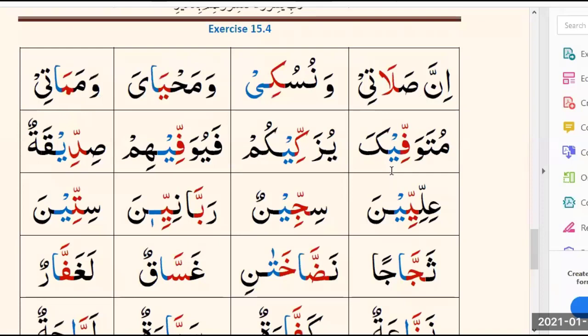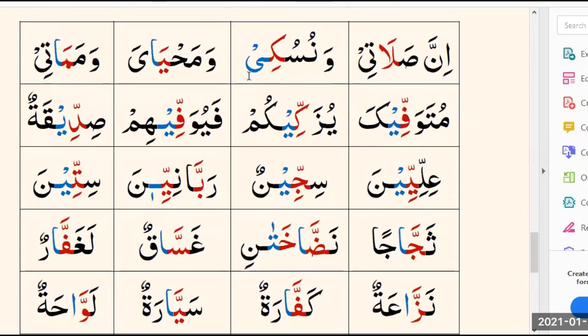Sophia Anwar Sahba, you want to have a go, please? Yes. Could you please read this line, the second line, not the row, this line, downwards. Yes, please. A'udhu billahi minash shaitanir rajim. Bismillahirrahmanirrahim. So the second column. Yes, please.